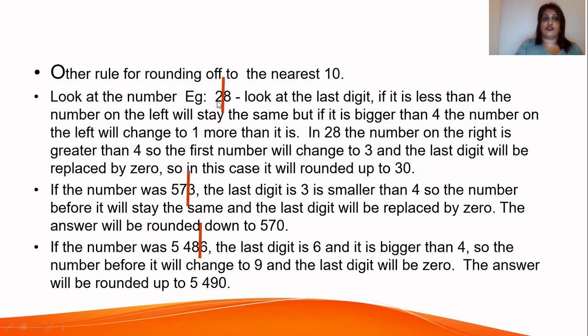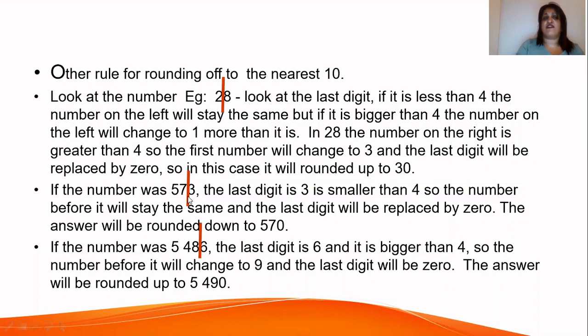So let's go again through it. 28. If the last digit is less than 4, the number on the left will stay the same, but if it's bigger than 4, the number on the left will change to 1 more. So we're looking at the number in the tens column here. In 28, the number on the right is greater than 4, so the first number will change to 3, and the last number will be replaced by 0. So it'll be rounded up to 30. 28 will be rounded up to 30.